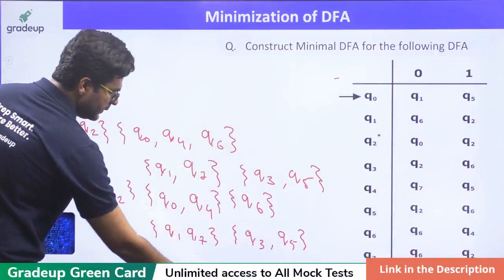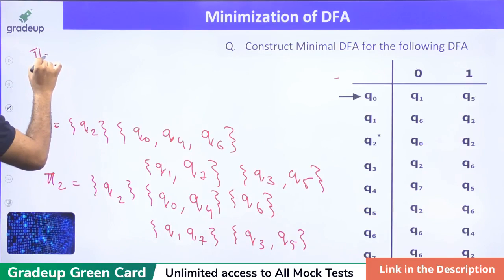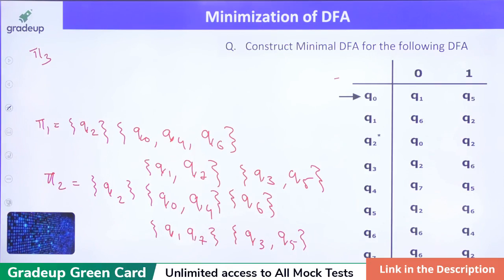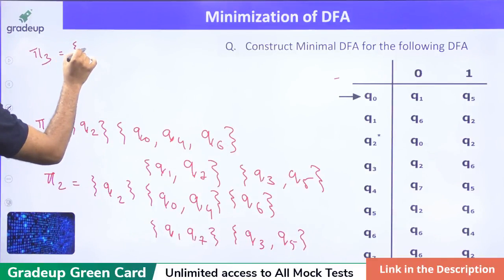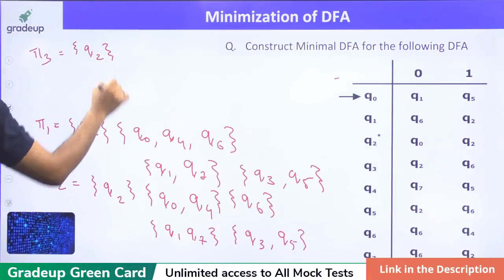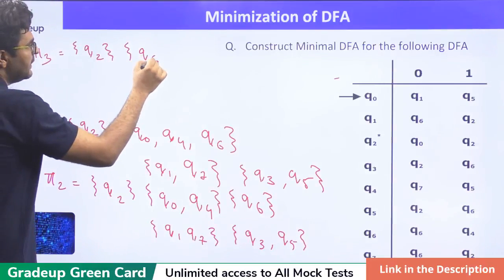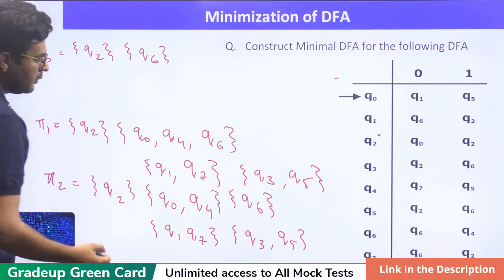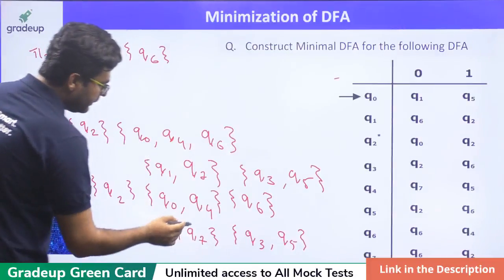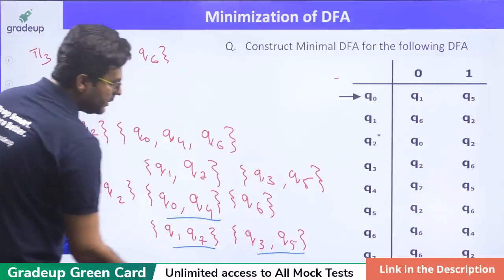Okay, so I am writing the next equivalent state, that is nothing but pi 3. So here we can keep Q2 separately, yes, as it's a single state only. And we can also keep Q6 separately. So both these states are separate, guys. We need to check for Q0, Q4, Q1, Q7 and Q3, Q5.